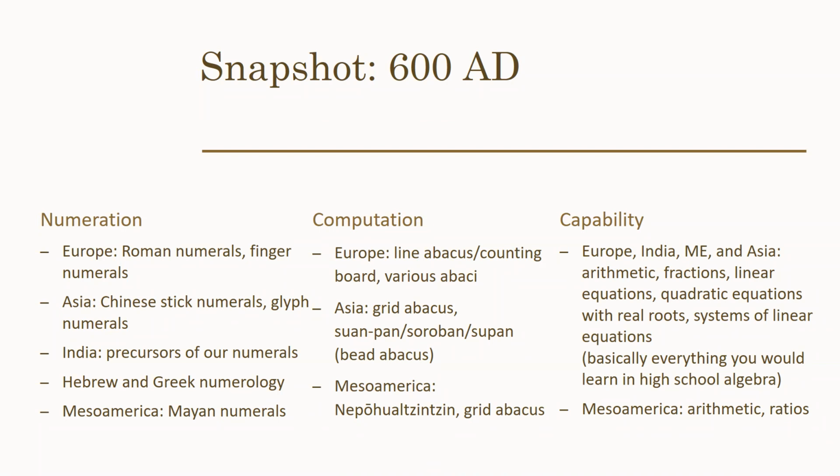Mesoamerica is a little bit different because they had an independently developing civilization. They were not in trade contact with Europe, India, and the Middle East and Asia. They were all in trade contact with each other, but Mesoamerica was separate. So with their arithmetic, they did addition, subtraction, multiplication, and then rather than division, they did ratios. So a little bit different.